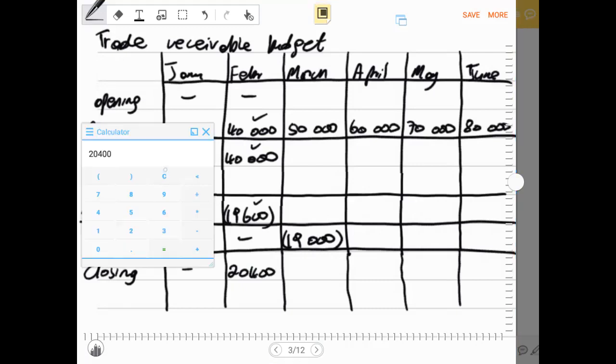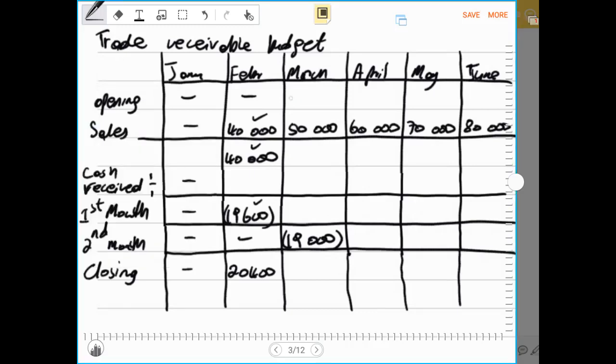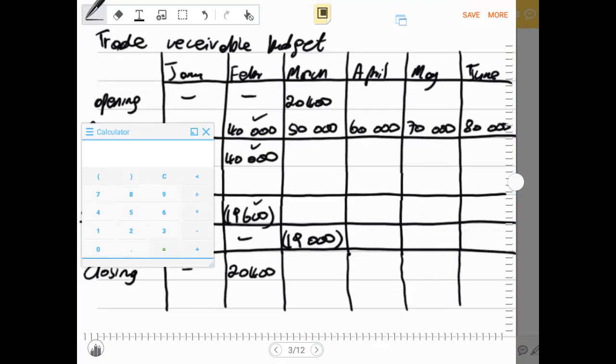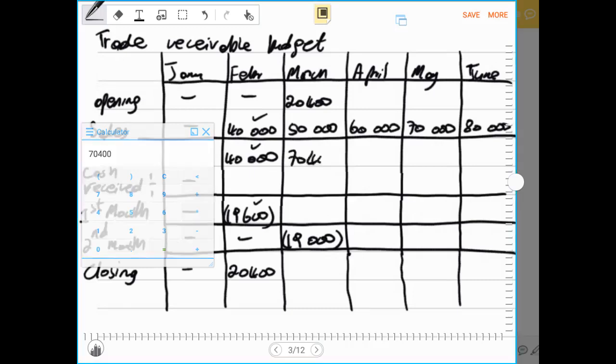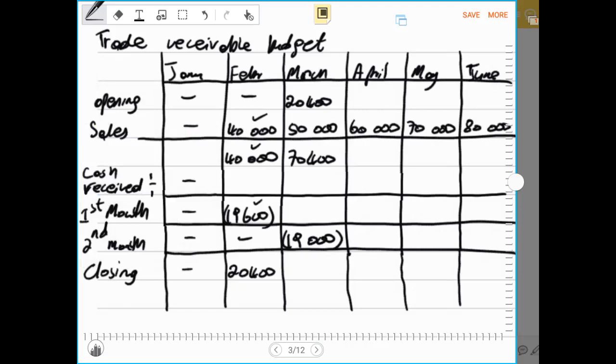Then now we continue on that note. Just confirm 40,000 rands less 19,600. This will be 20,400. Therefore, now that becomes an opening balance 20,400. Then we say 20,400 plus 50,000 of the sales for that month. That gives us 70,400. Then from here now we record the payments, or the receipts in this case.